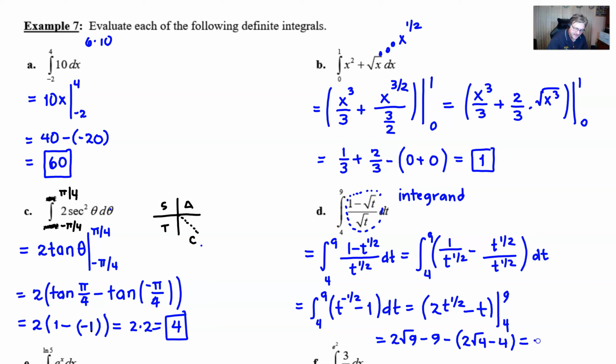6 minus 9, I'm going to go ahead and write that down as negative 3, minus, and then 2 times 2 is 4, minus 4 is actually 0. And so we get a final result of negative 3.